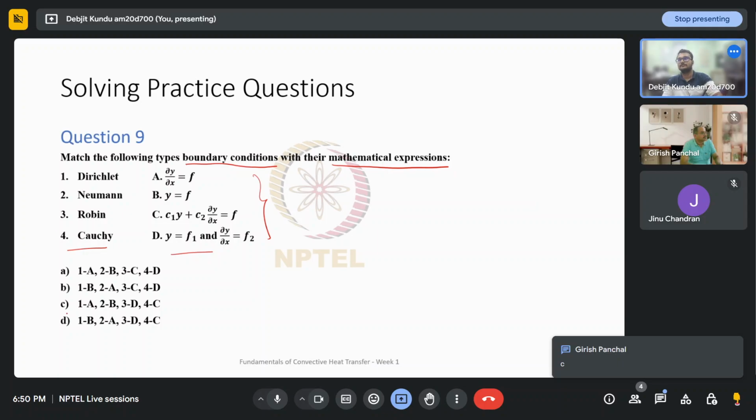Okay, we have one solution in favor of option C. That is 1A, 2B, 3D, and 4C. Let's see what others have to say.